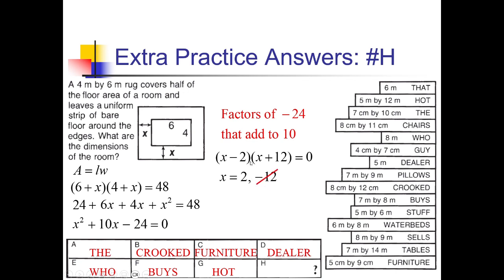And then we're adding 2 to each of those dimensions. So 6 plus 2 and 4 plus 2 gives us the dimensions of the room itself. So that would be 8 by 6. 8 by 6, and that's going to be meters. So 8 by 6 meters, that's over here, 6 by 8, and that's water beds.